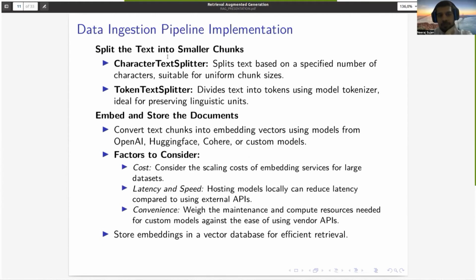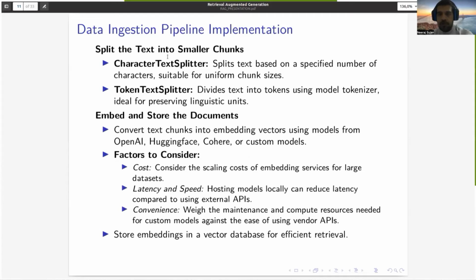The next step is, of course, ingesting this data in your pipeline. So this is like any other data engineering pipeline. If you have worked on data engineering applications, I think it's something similar. It's along those lines. So first step is splitting your text into smaller chunks. And there are different types of splitters. There is a character splitter and a token splitter.